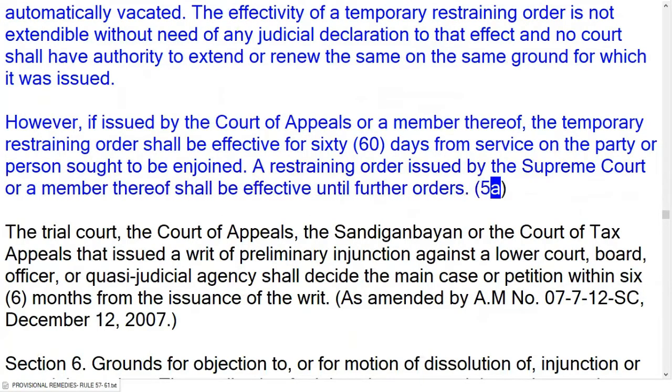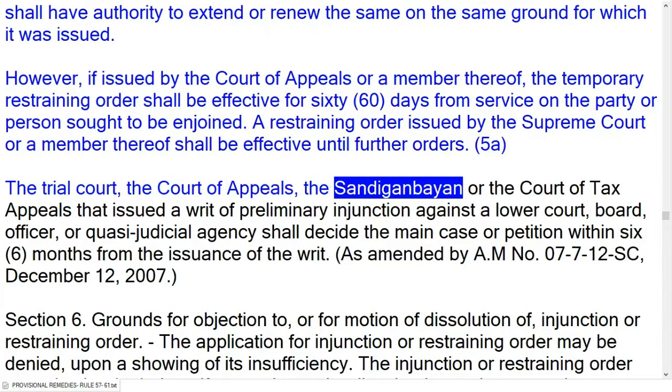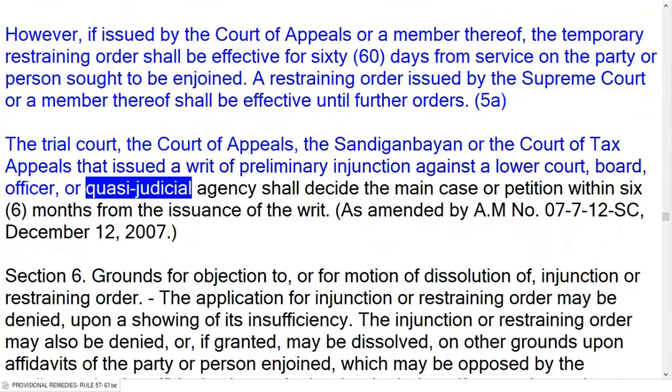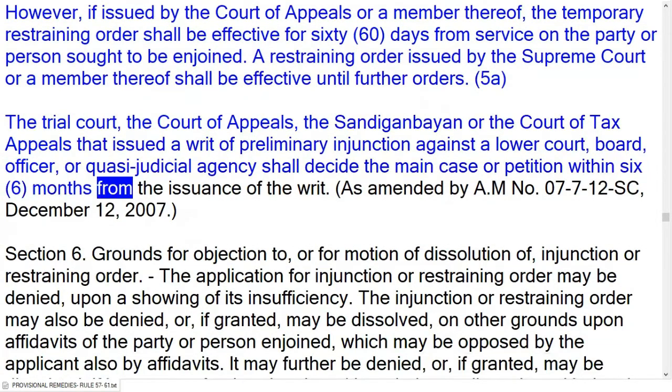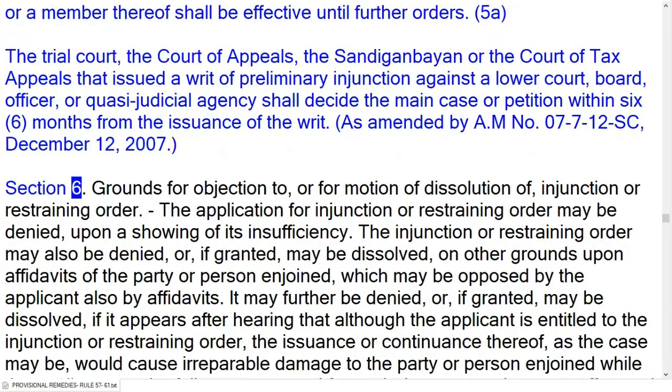5a. The trial court, the Court of Appeals, the Sandiganbayan or the Court of Tax Appeals that issued a writ of preliminary injunction against a lower court, board, officer, or quasi-judicial agency shall decide the main case or petition within 6 months from the issuance of the writ, as amended by AM number 07-7-12-SC, December 12, 2007.